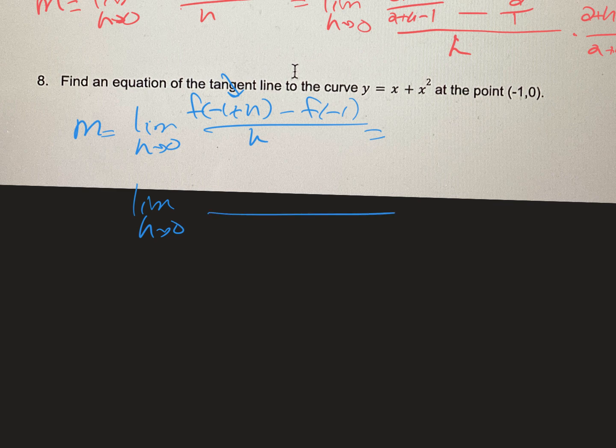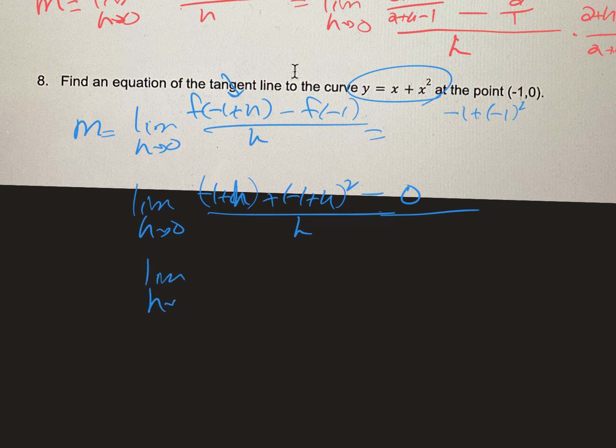Negative 1 plus h will be negative 1 plus h. That's an h. I'm having a hard time with my h's today. Plus negative 1 plus h squared. And all that is, I'll plug that into the curve, minus f of negative 1. If I plug negative 1 in there, I'm going to get negative 1 plus negative 1 squared, which, to be honest with you, that's just 0, all over h.